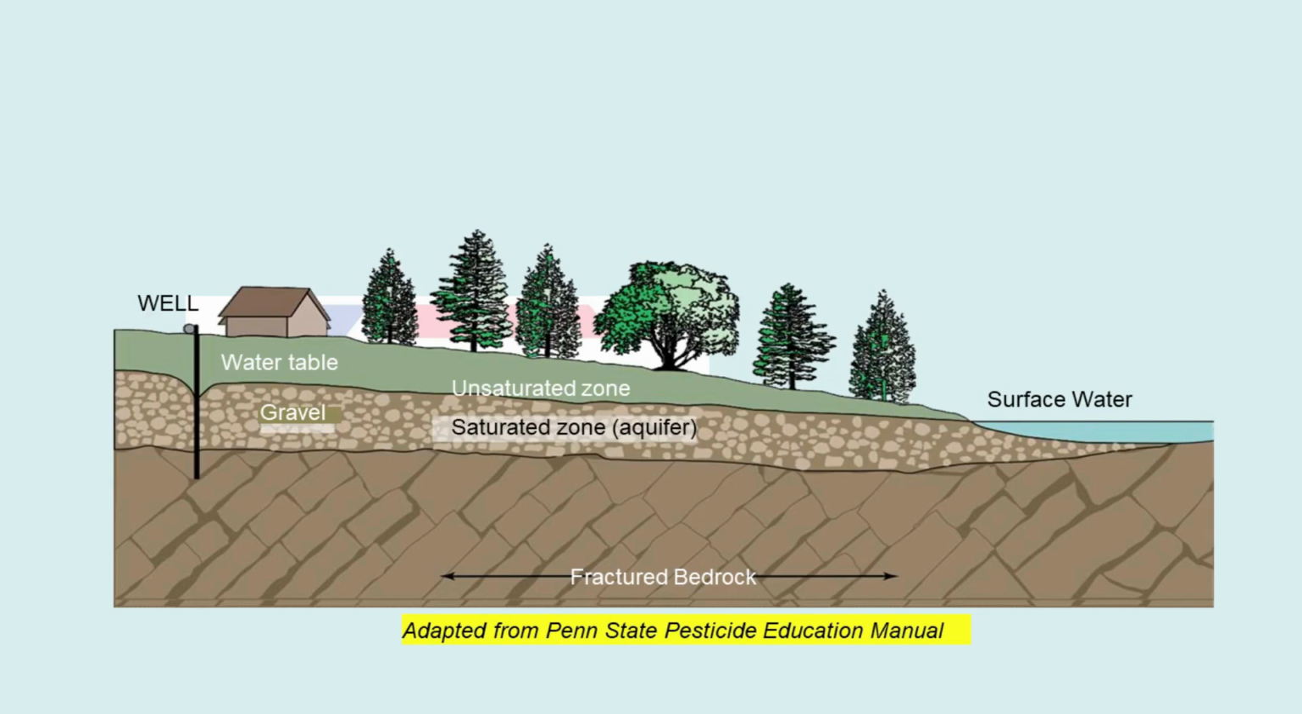As you can see on the current chart, we're showing a well underground. You can also see here that we're showing the water table, the unsaturated zone, and then we've got some gravel in a saturated zone. The point of what we're saying is, as the pesticides or whatever the pollutant may be works its way down through the soil, eventually it's going to work its way down through the unsaturated zone, gravel, to the saturated zone, which is the aquifer, and of course at that point it's coming right up through the well into their drinking water.